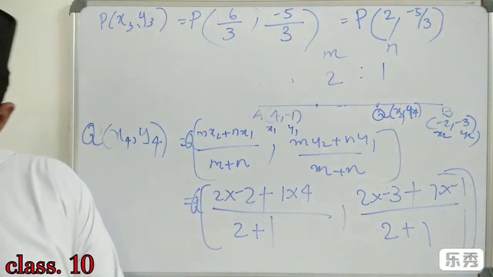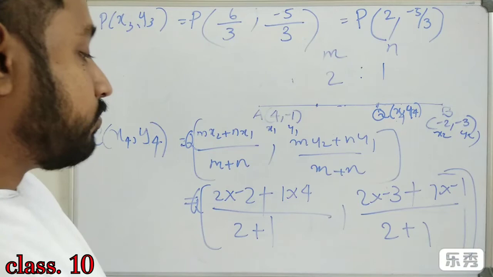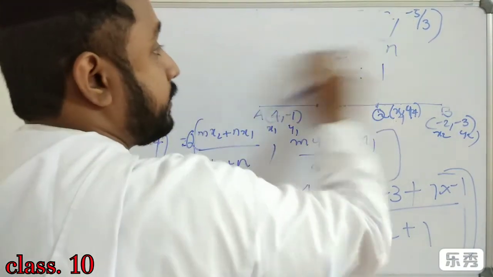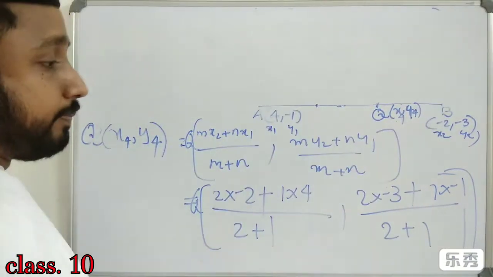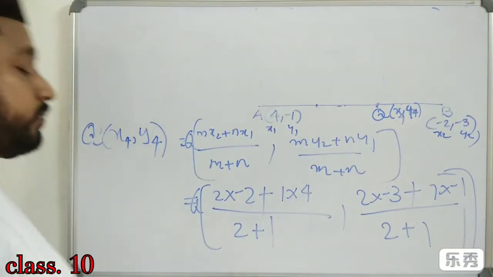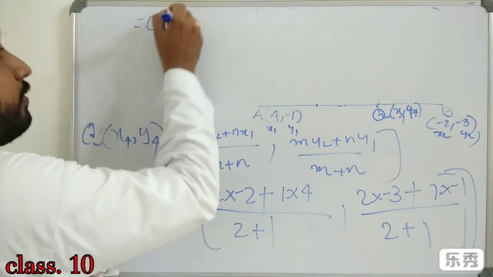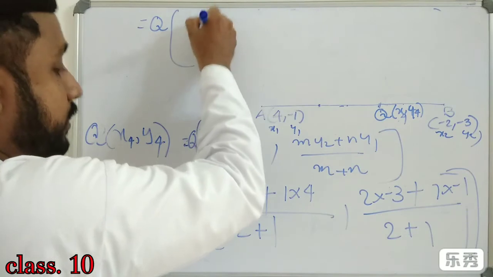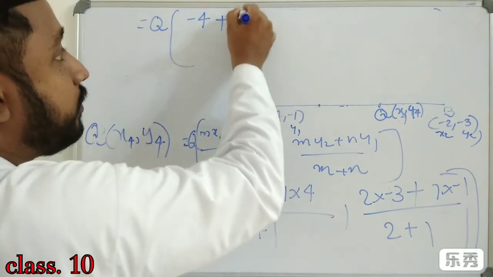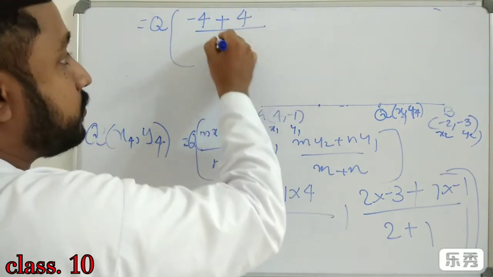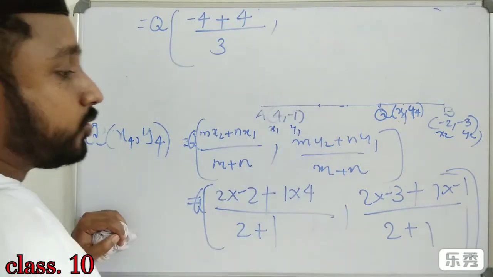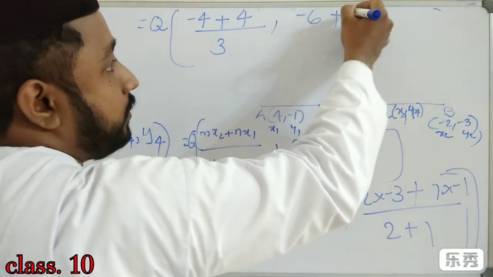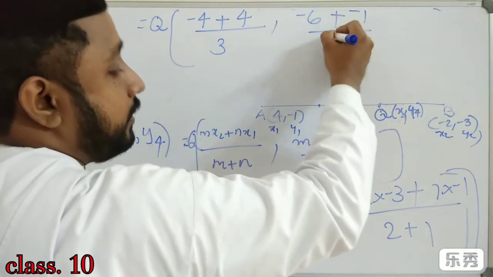So we got Q of 2 into minus 2 plus 1 into 4 divided by 2 plus 1, and the y coordinate 2 into minus 3 plus 1 into minus 1 divided by 2 plus 1, which is equal to Q of 2 into minus 2, minus 4, plus 1 into 4, 4, by 2 plus 1, 3. Here 2 into minus 3, minus 6 plus 1 into minus 1, by 3.